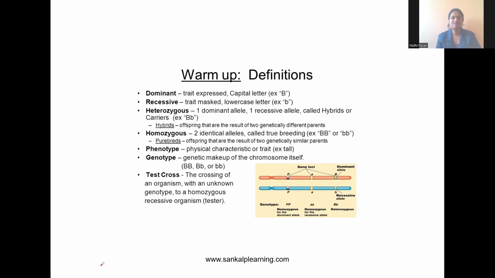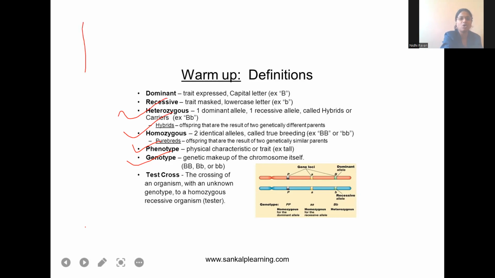Next, we have phenotype and genotype. Phenotype means the physical character or physical appearance of the character. For example, height is a character. What is the physical appearance of it? Tall or dwarf. Genotype means the genetic makeup, how the alleles are combined, how the alleles are there inside it. That is genotype. Then we have two more terms, heterozygous and homozygous.